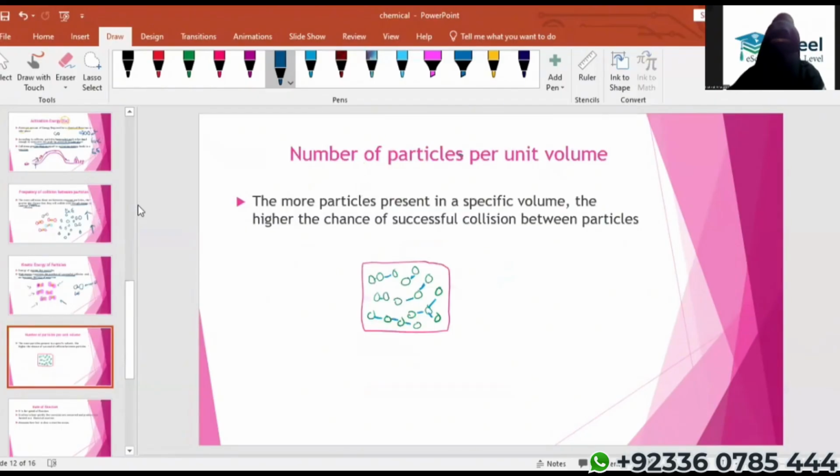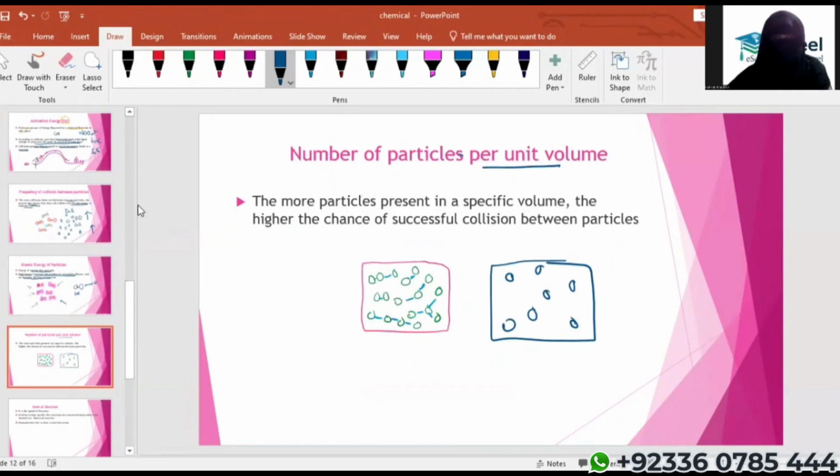The next is the number of particles per unit volume. Let's say you have two liquid reactants. One has a very low number of particles and the other has a very high number of particles. The more particles there are present in a specific volume, the higher the chance of successful collision between particles. Both have equal volume, let's say 100 centimeter cube.